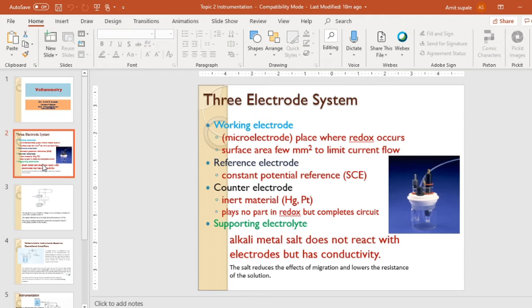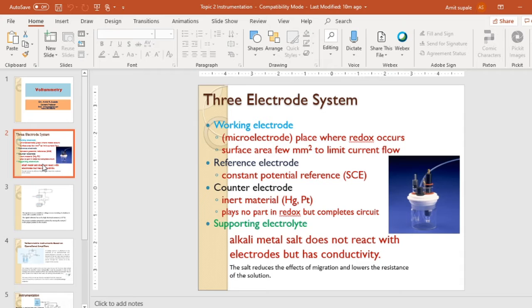Nowadays a 3 electrode system is used in voltammetry techniques. There are 3 electrodes, namely working electrode, reference electrode and counter electrode. The working electrode is the electrode on the surface of which oxidation and reduction take place. Normally, as we have already seen, microelectrodes are used to achieve the polarization. The microelectrode is where redox occurs, having a very small surface area of a few square millimeters, so it limits the current flow. Various different types of working electrodes are now available.